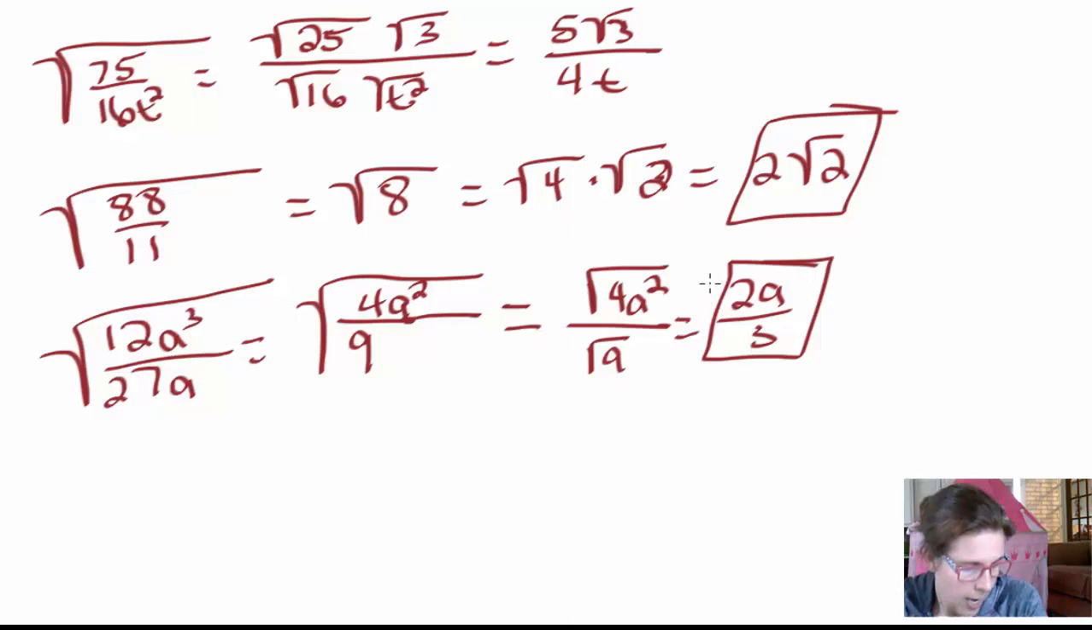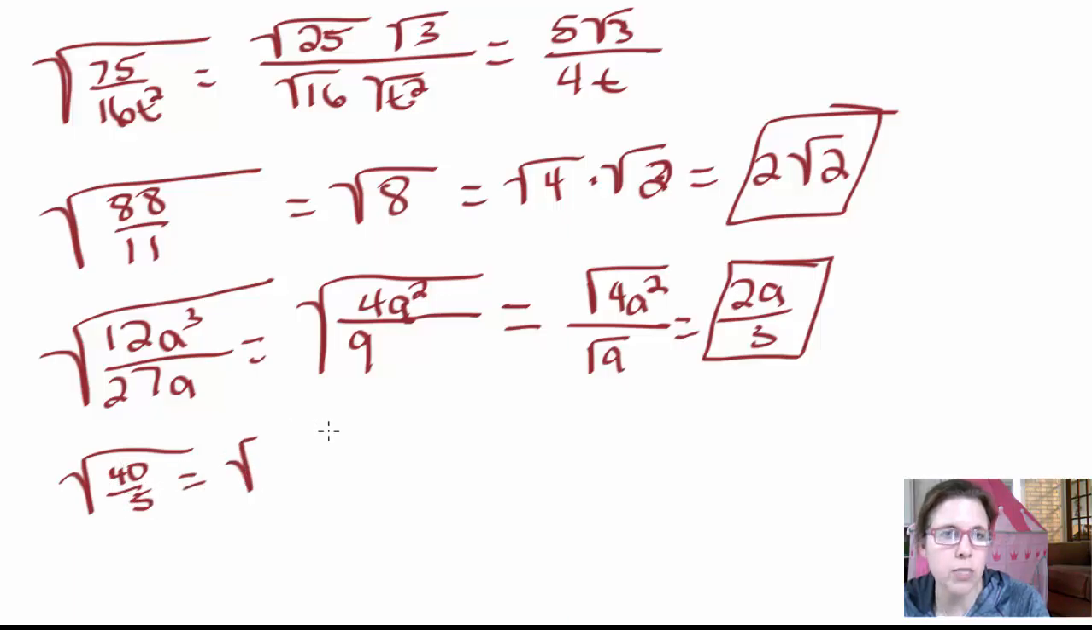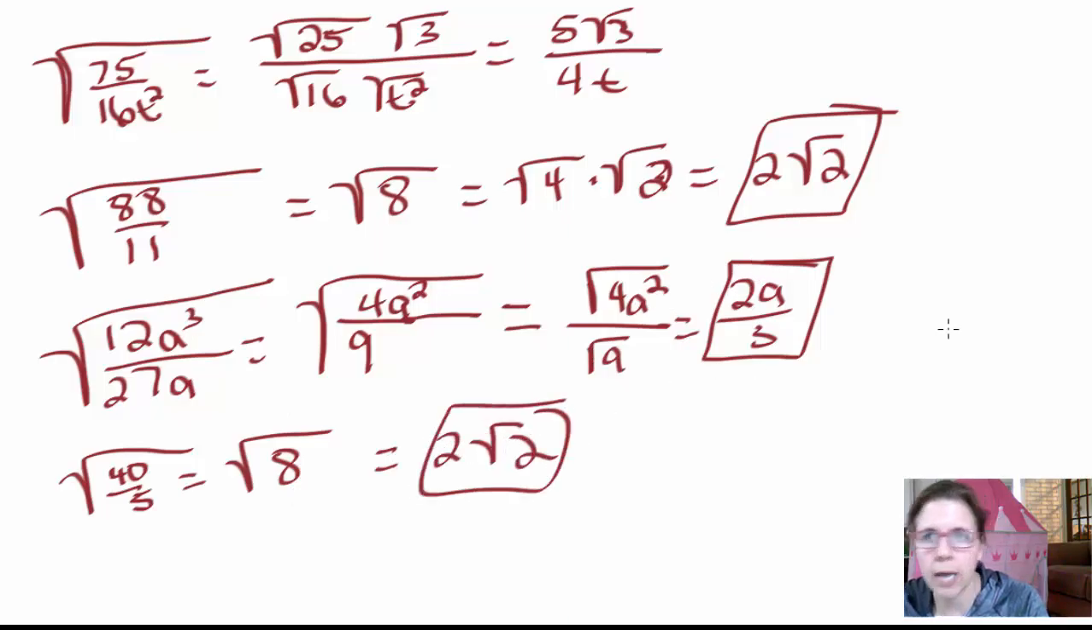So if you had the square root, let's say, of 40 over 5, you could go ahead and reduce that, because 5 goes into 40 8 times. I think we did one like this before. I just randomly picked this one, so it came out to 8 again. So then you know it'd be 2 square root of 2 because we just did it up there. That's what happens when you make up problems as you go.